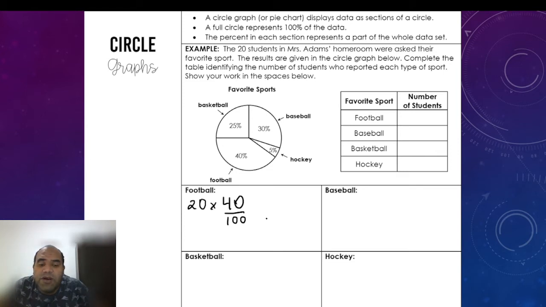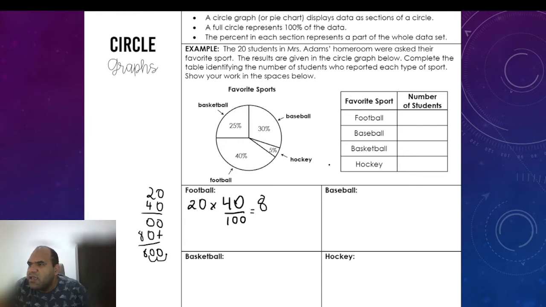As you know, the word percent means per 100, okay? Divided by 100. Nice. Here, just find it. 20 times 40. Okay, 20 times 40. 0 times 0, 0, 0 times 2, 0 again, plus 4 times 0, 0, 4 times 2, 8. 800. Divided by 100, I cross out 2 zeros. My number here is 8. The number of students who play football is 8.